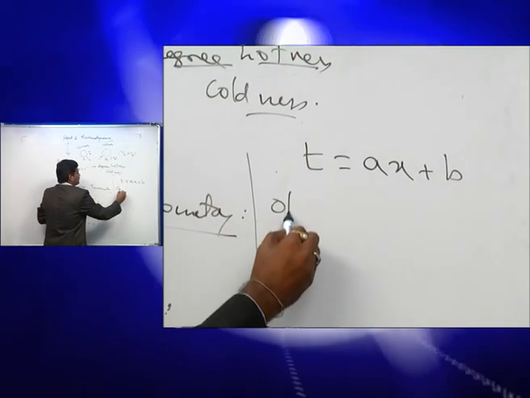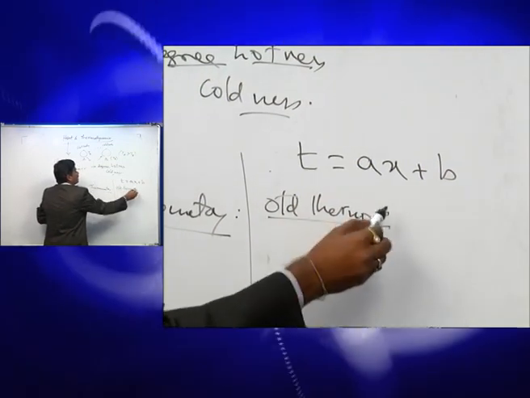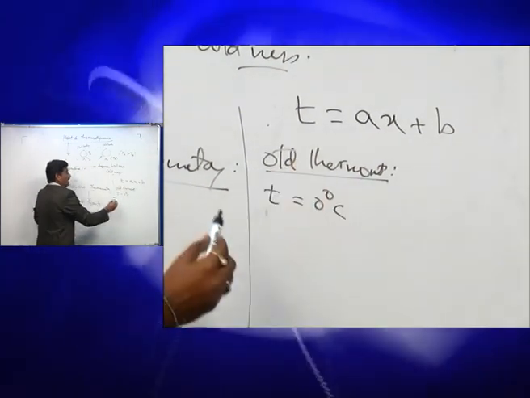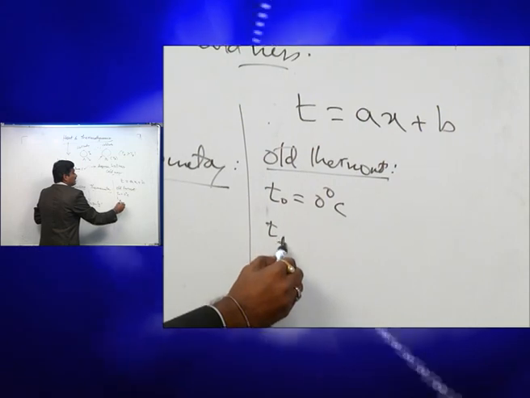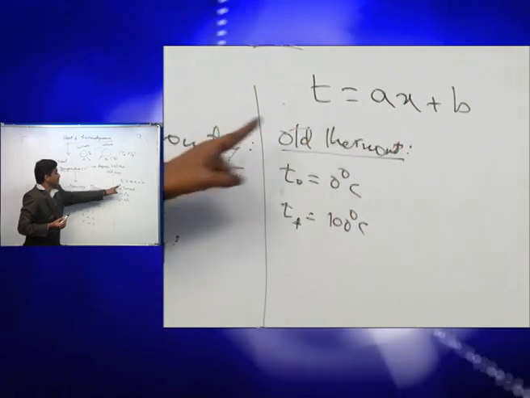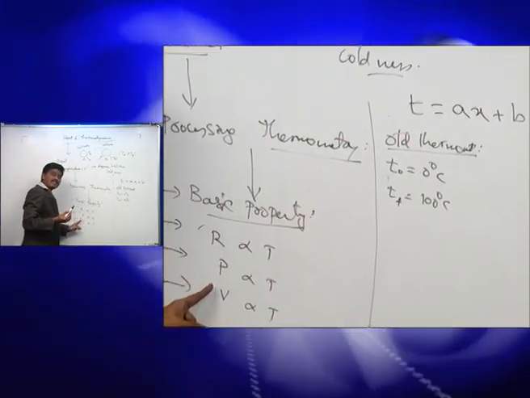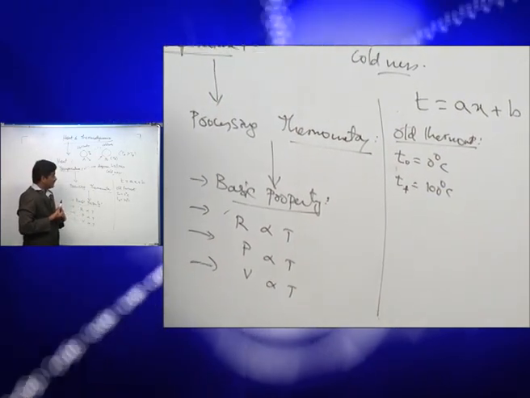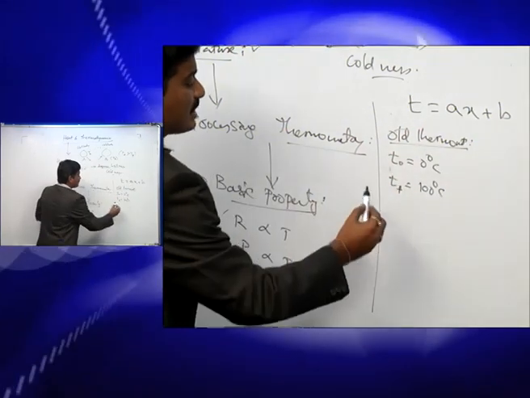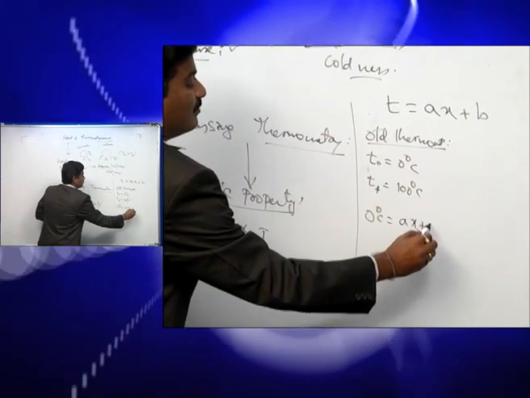In the old thermometry process, they took the temperature initially at 0 degrees centigrade and finally at 100 degrees centigrade. Here X is our basic property. Once again I am stressing that this basic property may be resistance, pressure or volume, depending upon our requirement. If we take 0 as our initial temperature, I am writing 0 degrees centigrade equals a X naught plus B.